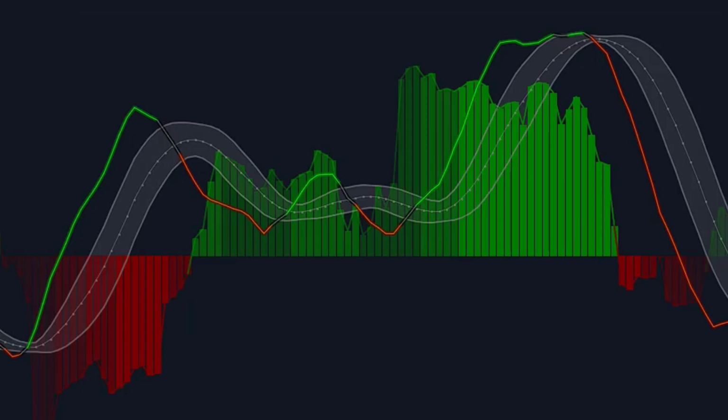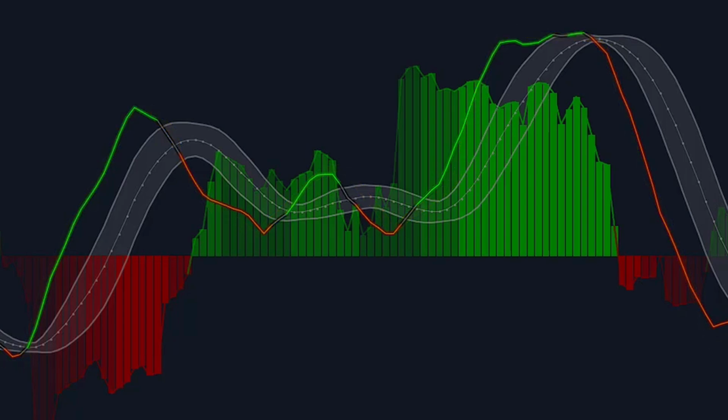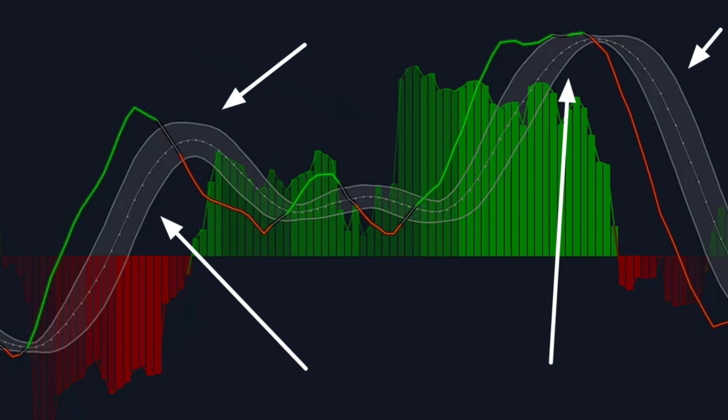It's actually 3 indicators in one. We have the ADX line, which changes color between green, gray, and orange. Then there is the directional indicator in the form of a histogram. And finally, the Bollinger Bands.